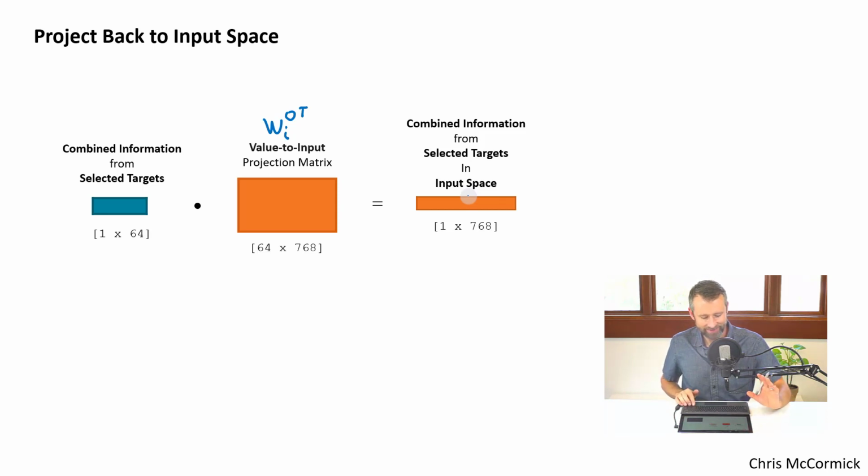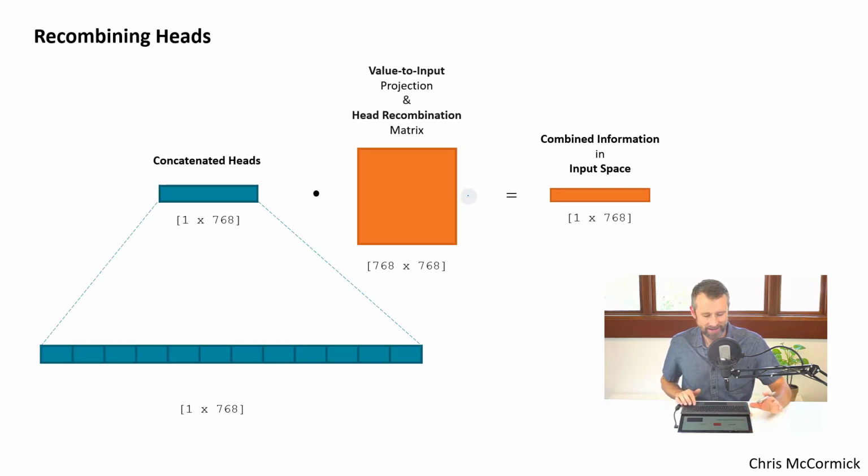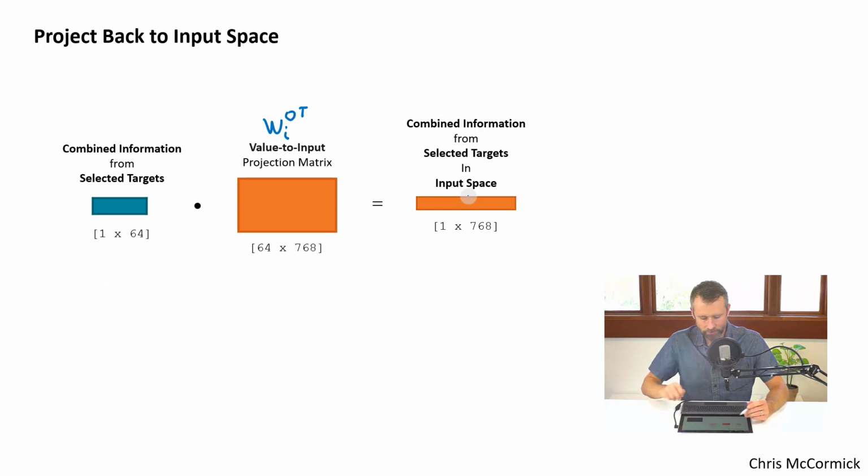So almost there, because one aspect that we haven't covered yet is that we've got these 12 heads. So how do we combine the information from those 12 different heads? So we could do this 12 times. We could have 12 separate value to input projection matrices to project each of the heads results back to the input space and then sum those together.